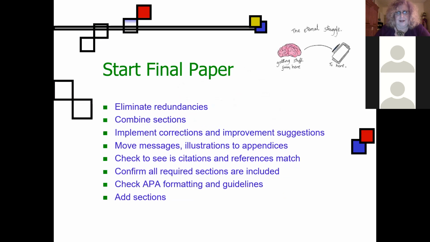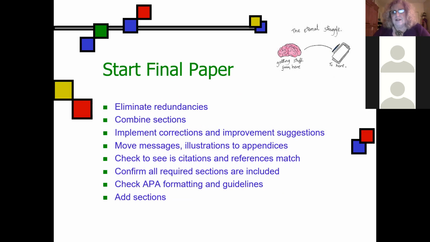Terry said that. All right, so how do you get started on the final paper? The first thing I would do is review all of the feedback you've gotten for milestones 1, 2, and 3, because you're going to use a lot of information from 1, 2, and 3 in the final paper.